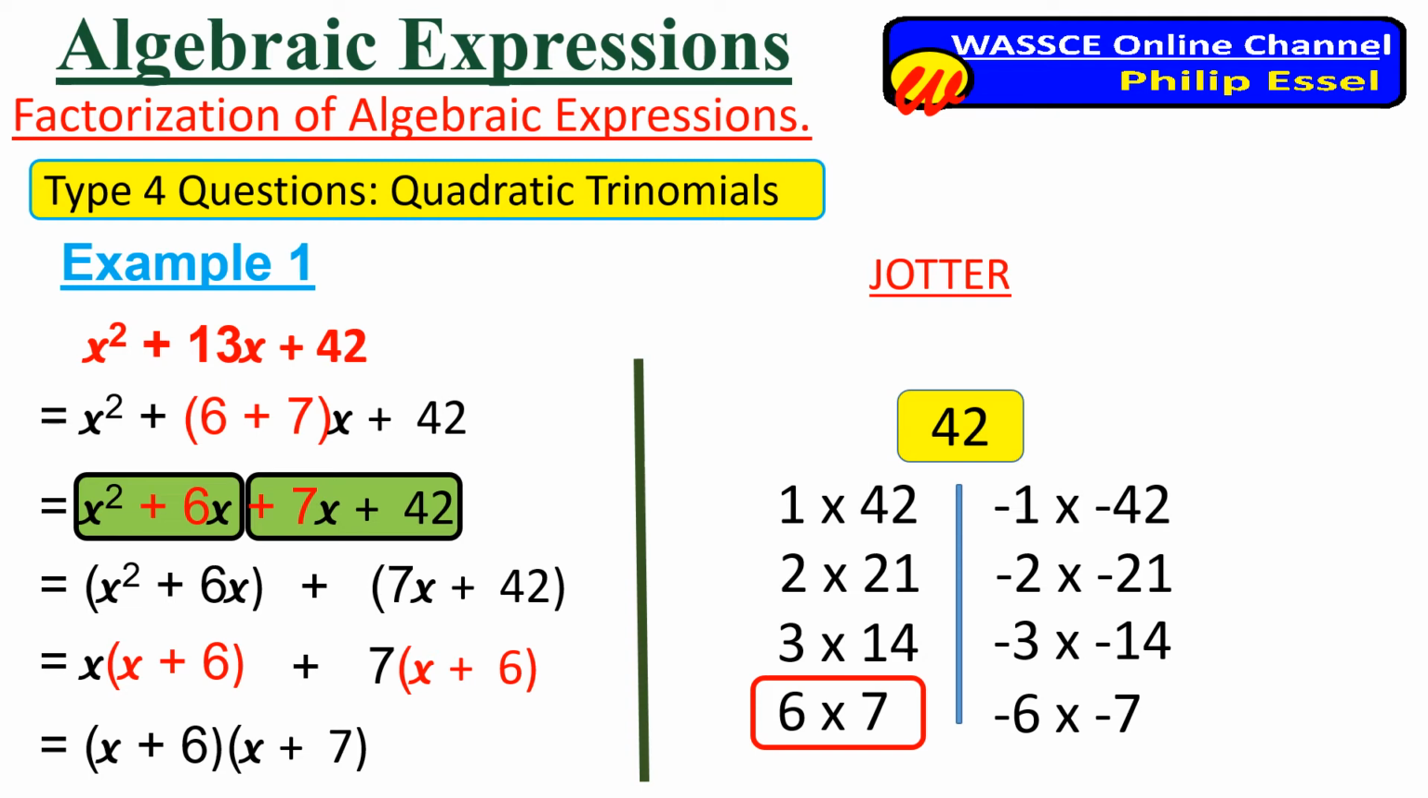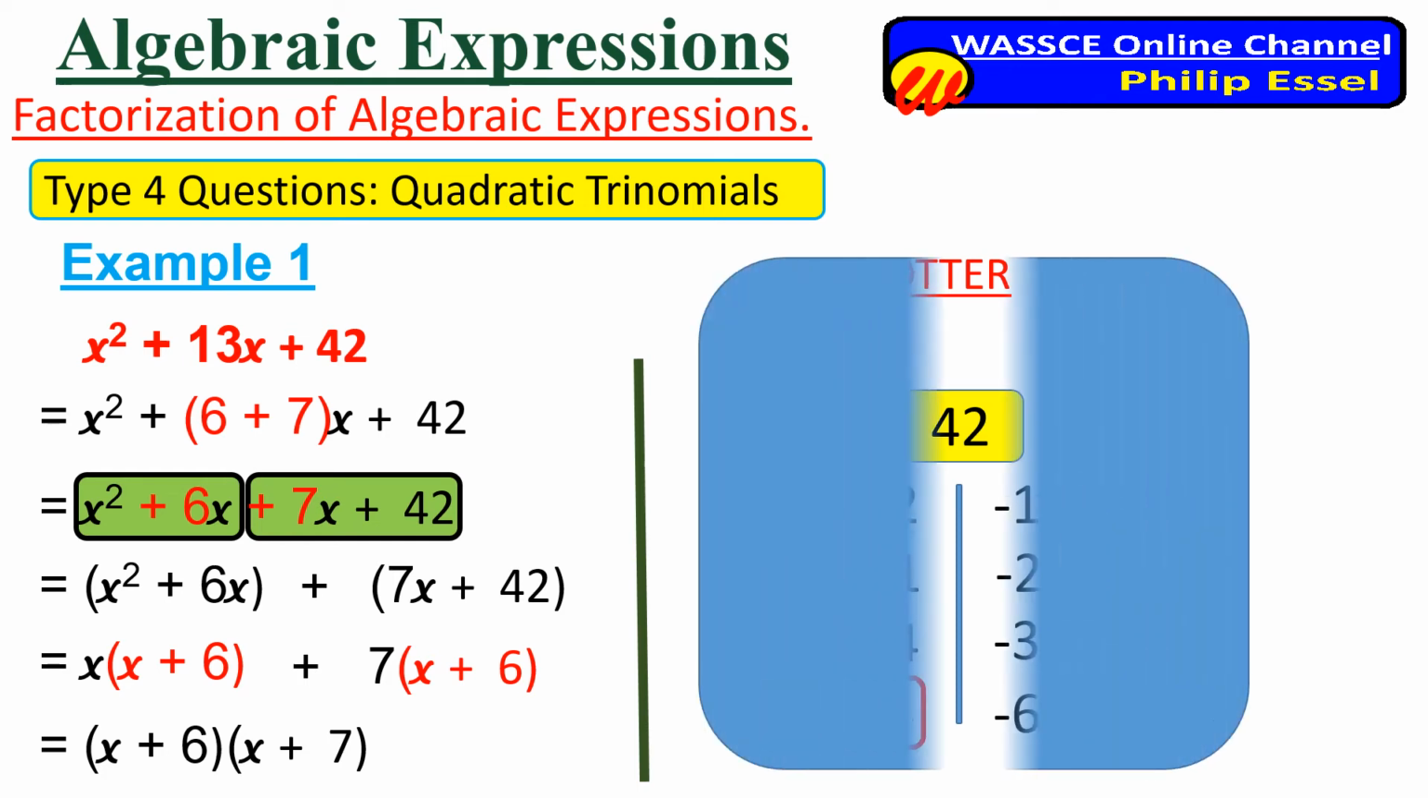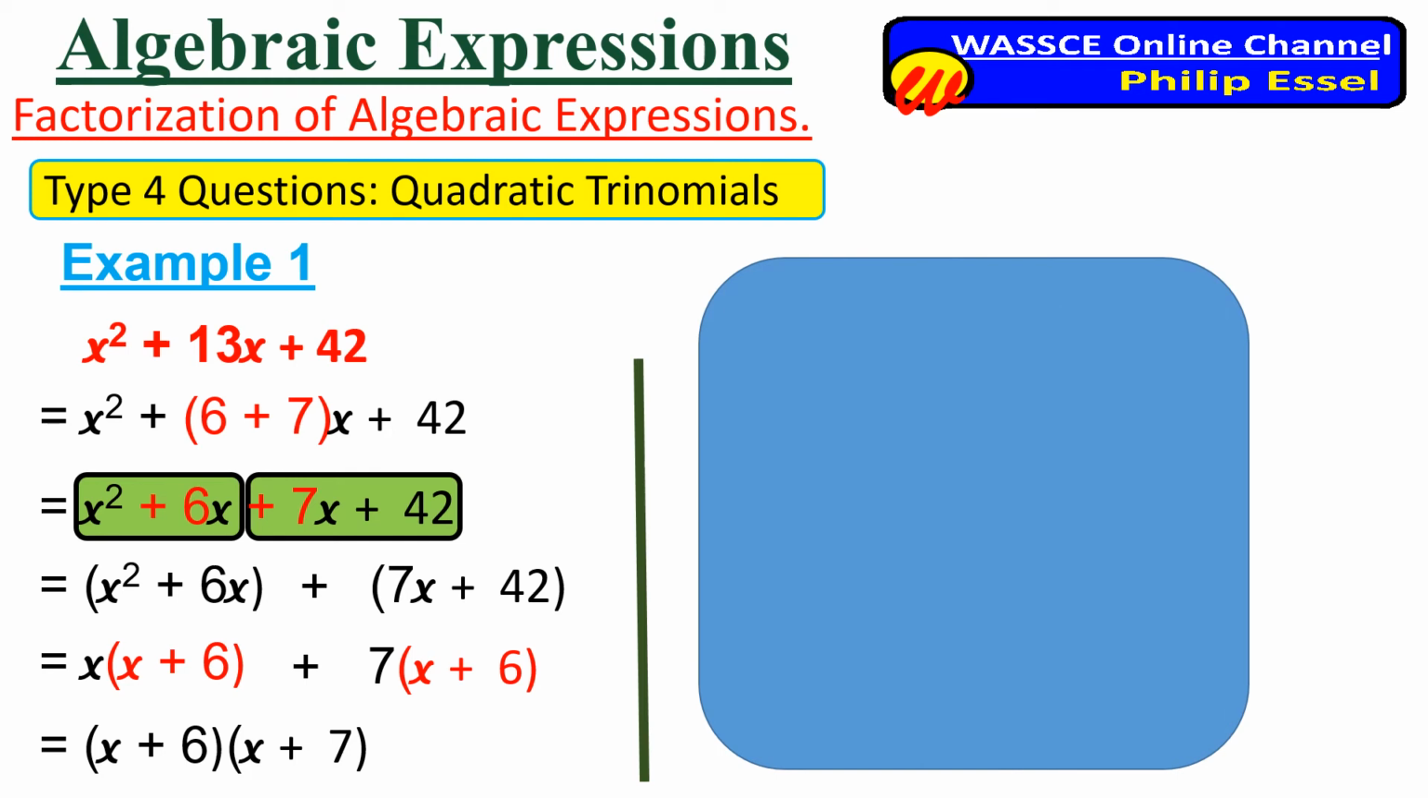Now guys, I'll need you to remember and note that this jotter work is not part of the work. It is just the rough work to enable us to do the actual work. So it's something you'd have to do in a jotter or on a rough paper, but shouldn't be part of the actual work. So I need you to remember that. Let's look at the next example.